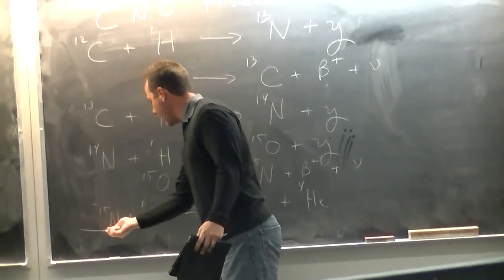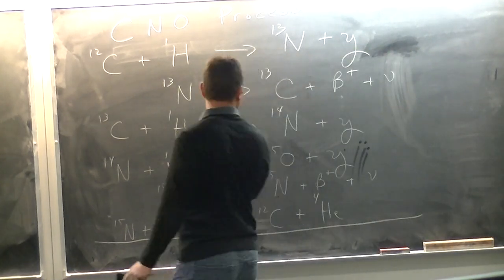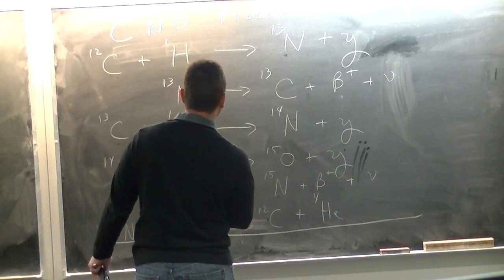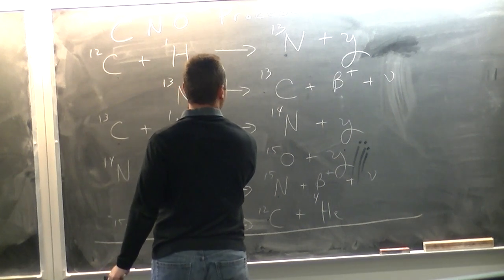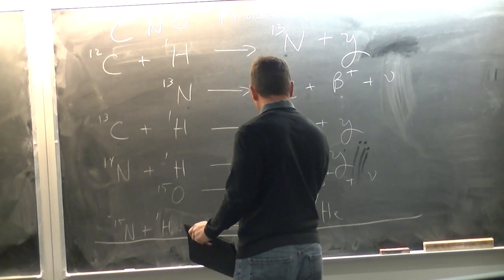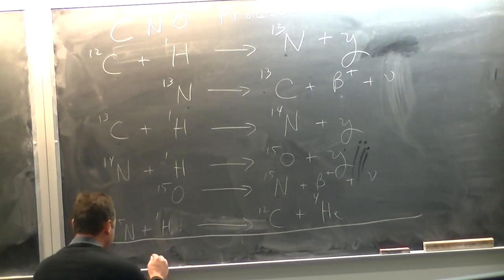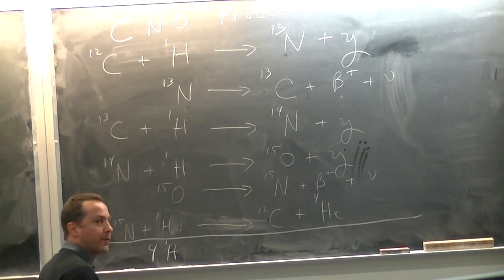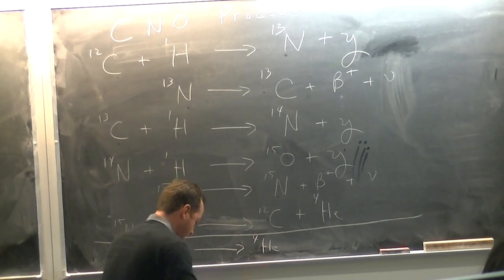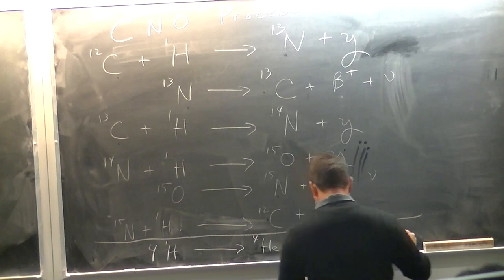If you sum up all these reactions, you will realize that carbon-12 cancels with carbon-12, nitrogen-13 with nitrogen-13, carbon-13 with carbon-13, nitrogen-14 with nitrogen-14, oxygen-15 with oxygen-15, nitrogen-15 with nitrogen-15, and you will see that the net reaction is that 4 hydrogen atoms or 4 protons fuse to form helium-4 plus 3 gamma rays plus 2 beta particles plus 2 neutrons.